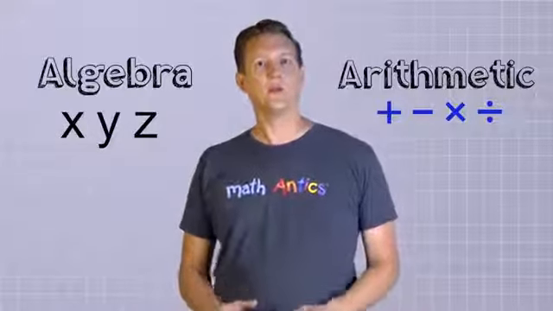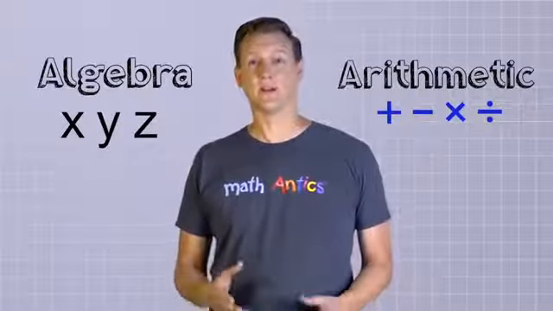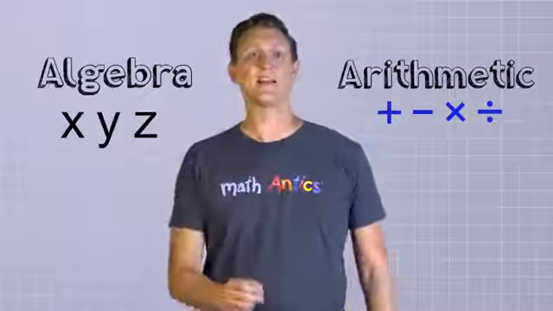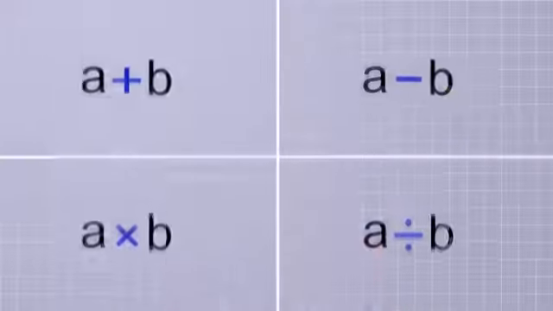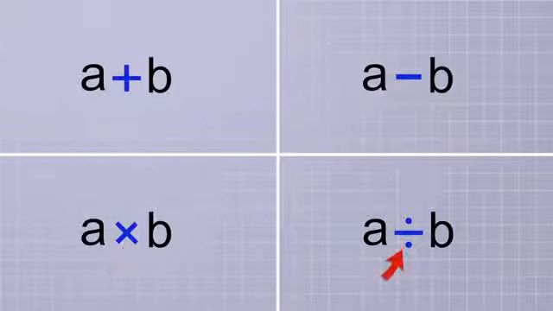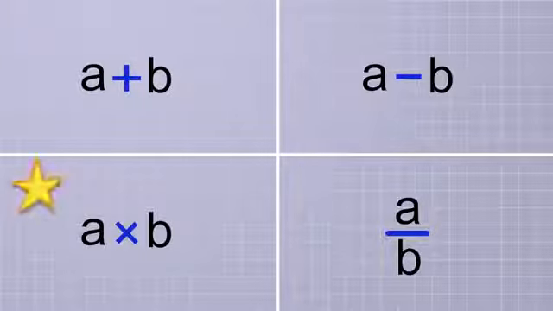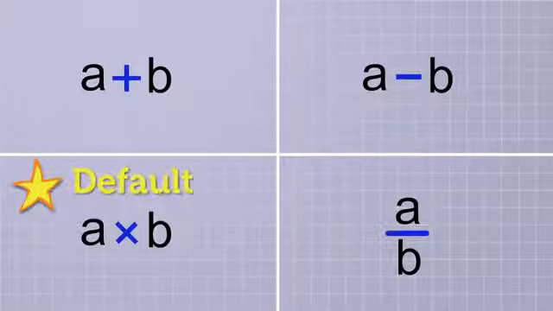There's one other really important thing that I want to teach you that will help you understand what's going on in a lot of algebra problems, and it has to do with multiplication. Here are the 4 basic arithmetic operations: addition, subtraction, multiplication, and division. Although in algebra, you'll usually see division written in fraction form, like this. In arithmetic, all 4 operations have the same status, but in algebra, multiplication gets some special treatment. In algebra, multiplication is the default operation.